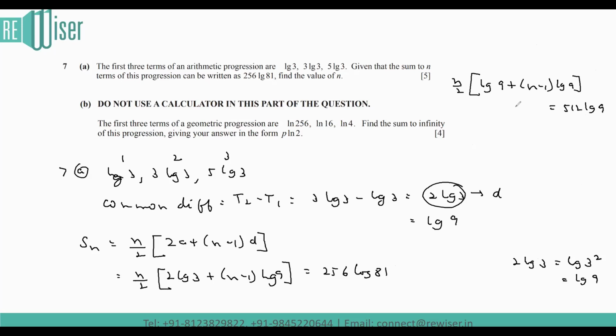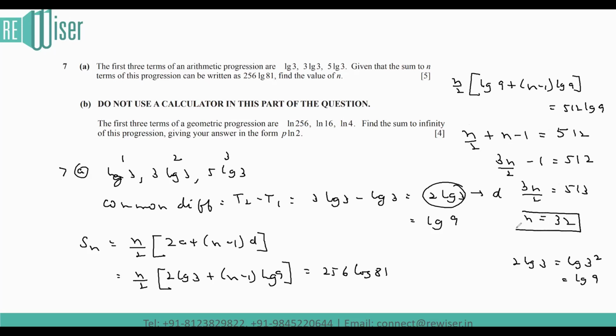If I take log 9 common from both sides, it gets cancelled, so we are left with n by 2 plus n minus 1, and that's equal to 512. If I'm solving for the value of n, this becomes 3n by 2 minus 1 equals 512. So 3n by 2 is equal to 513. So the value of n that we got is 32. That's the answer, the number of terms for this question.